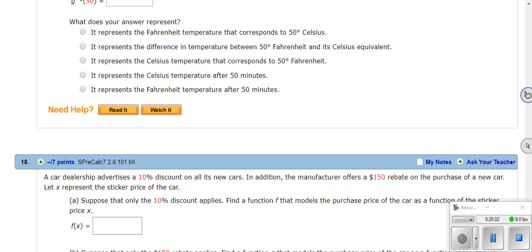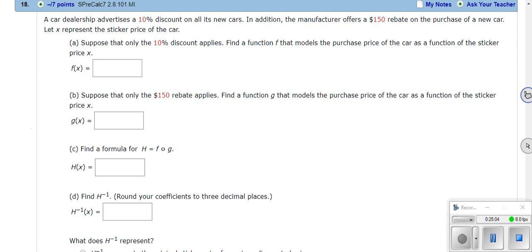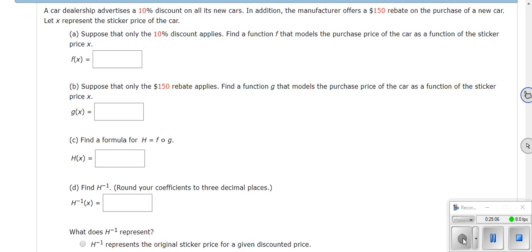Moving right along. I think we're pretty close to being done here. Car dealership advertises a 10% discount on all new cars. In addition, the manufacturer offers a whopping $150 rebate. That's pretty sad. Now, $1,500, maybe. $150, that's pathetic. On the purchase of a new car.